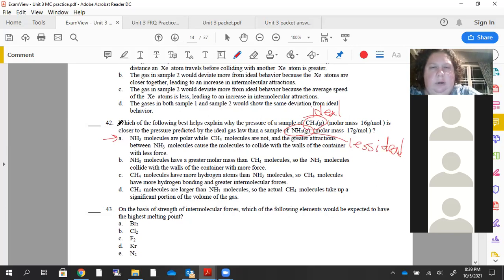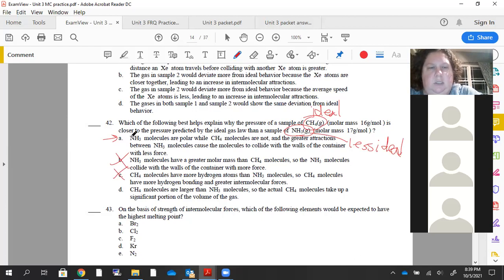B: NH3 molecules have a greater molar mass than CH4, so they collide with the walls with more force. They're really close to each other. That 1 gram per mole is really not going to make that much of a difference. So I'm going to say B is out. C: CH4 molecules have more hydrogen atoms than NH3 molecules, so CH4 molecules have more hydrogen bonding and greater intermolecular forces. Heck no, CH4 does not have hydrogen bonding.